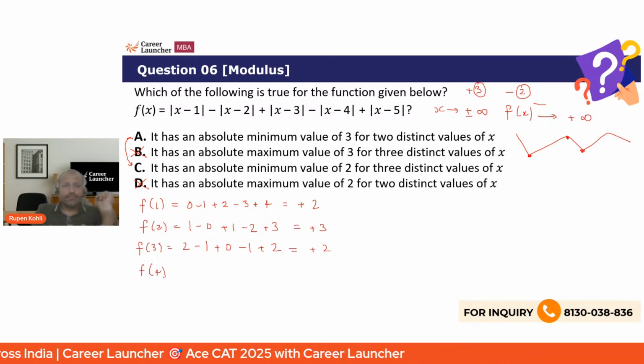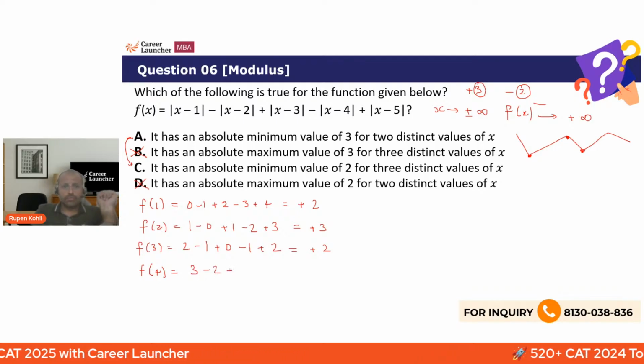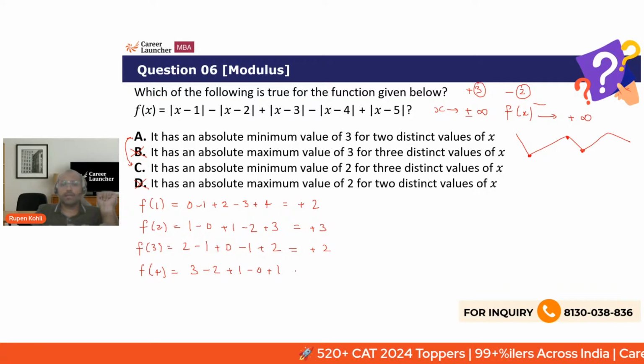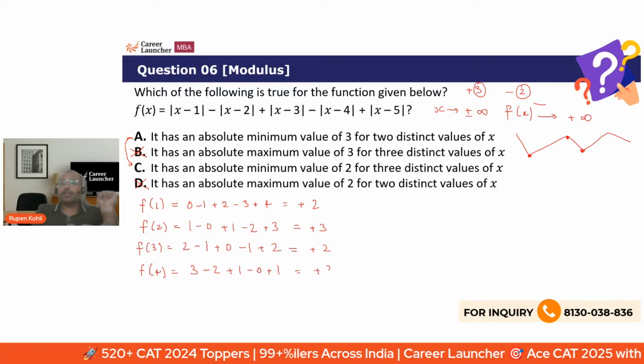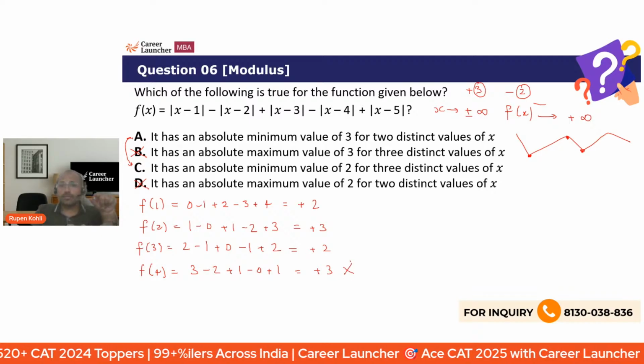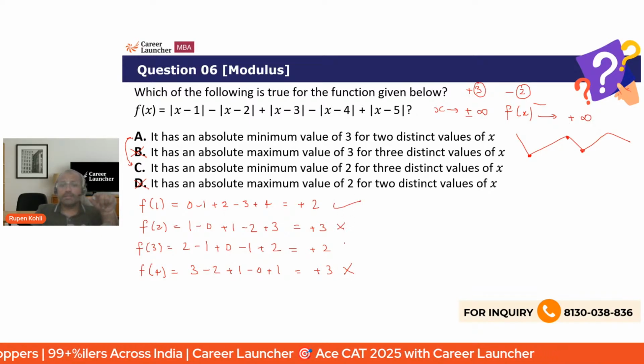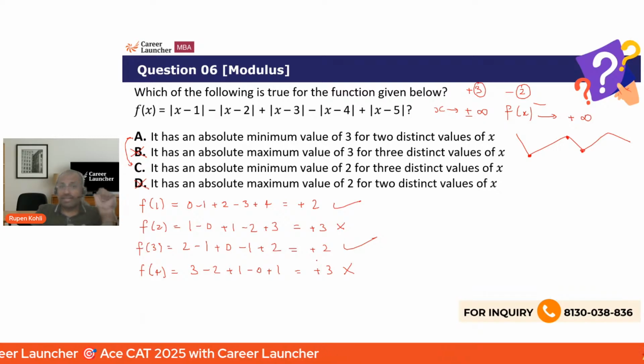Let's quickly find F4, F5. That will finish the things. F4. So 3 minus 2 plus 1 minus 0 plus 1. Correct? Is 3 minus 2, 1 plus 1, 2 plus 1, 3. So this is not the minimum. This is not the minimum. This is not the minimum. This is the minimum. This is the minimum. Right? So the minimum value is 2 clearly, and therefore clearly option C is the correct choice.